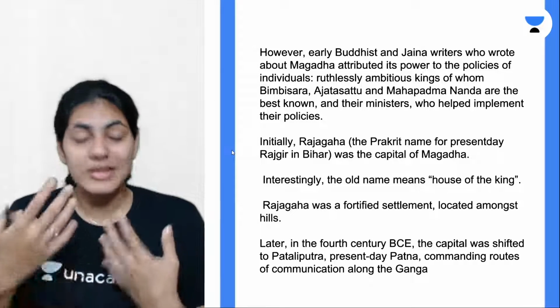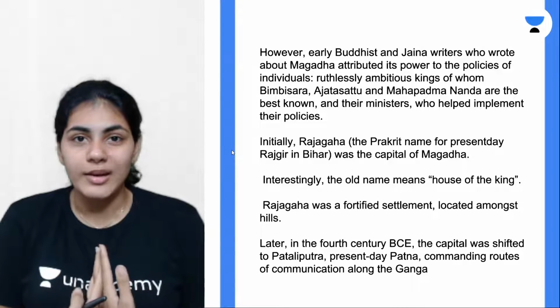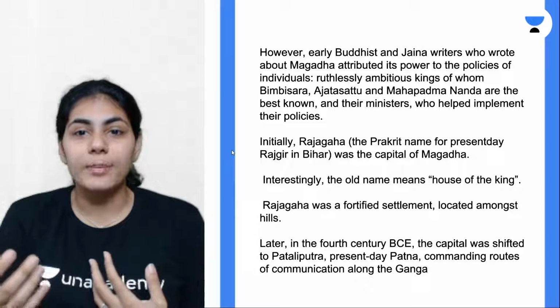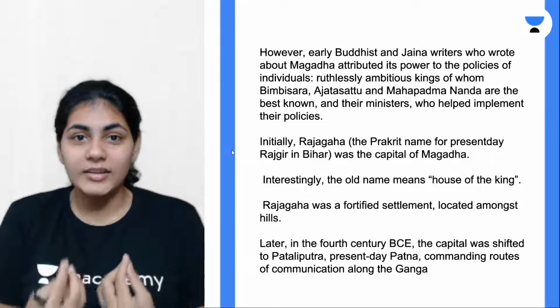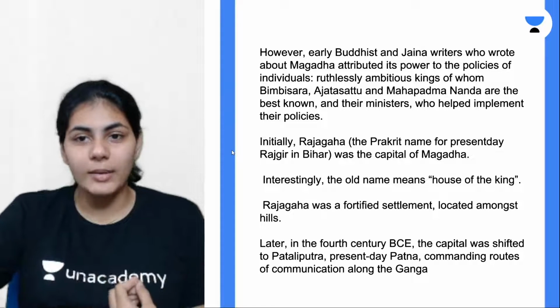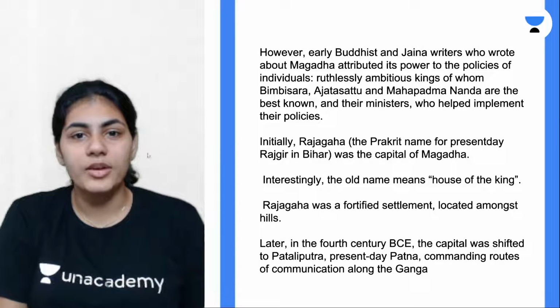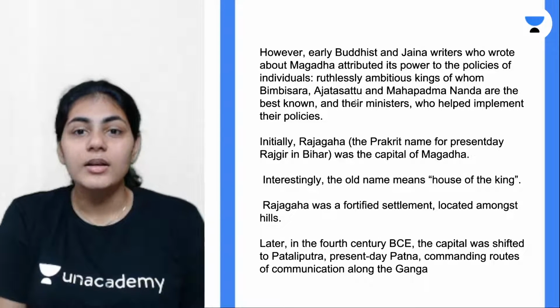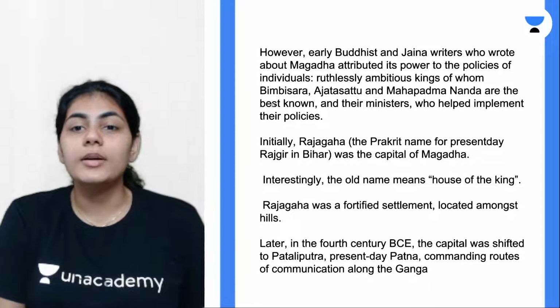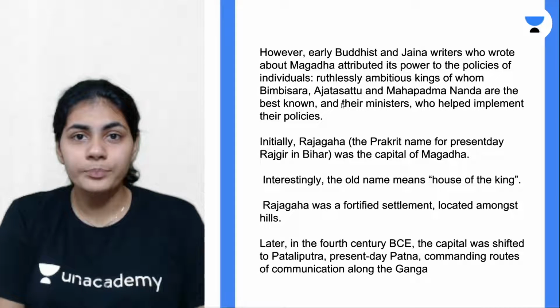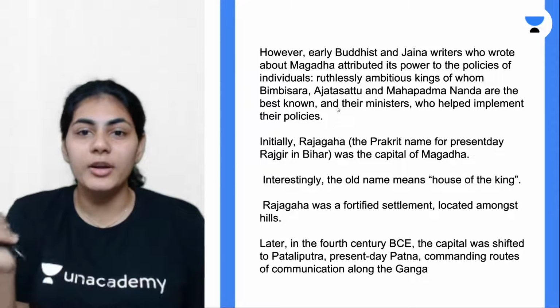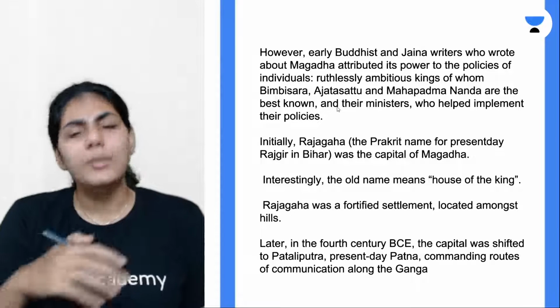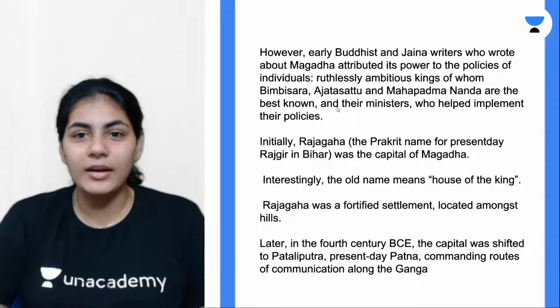These texts say that the rulers are very powerful. Whoever ruled over Magadha, they are very powerful. They are ruthlessly ambitious. They have so much will and determination inside them to expand their boundaries. And the texts also name a couple of the kings. Number one, it's Bimbisara. Then there's Ajatashatru. Then there's Mahapadmananda. These are all important and powerful kings who ruled over Magadha, and that is why the kingdom became powerful, is the theory supported by the Buddhist and Jaina texts. But whatever the theory is, it's powerful at the end of the day.